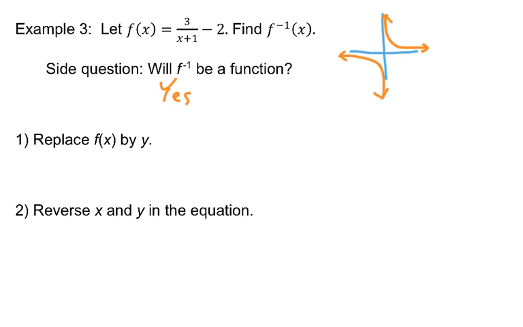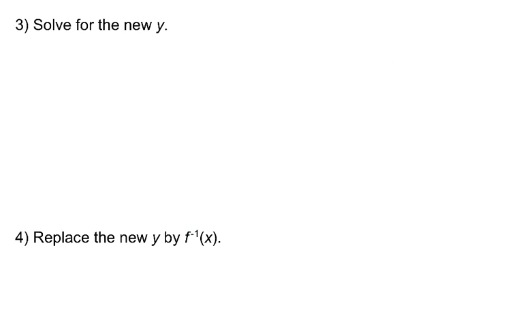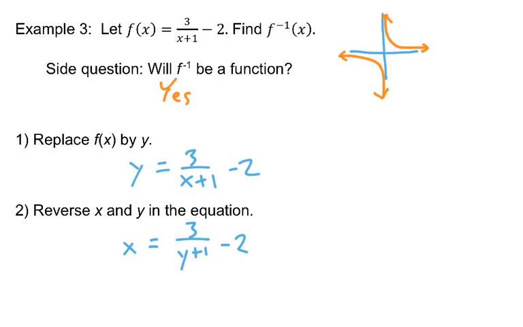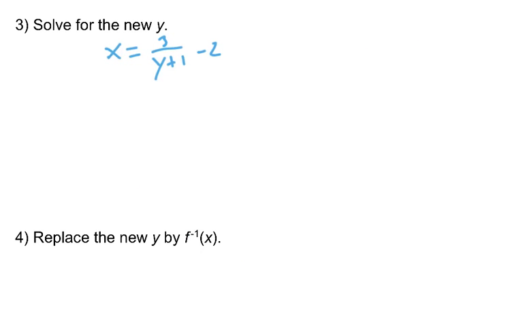That was an interesting little sidebar, but the important steps are 1, 2, 3, 4. Replace the f of x by y equals 3 over x plus 1 minus 2. Reverse the x and the y. Every y becomes an x. Every x becomes a y. So x equals 3 over y plus 1 minus 2. Let me just double check that I copied it right. Yep. Okay. And now we need to solve for y.